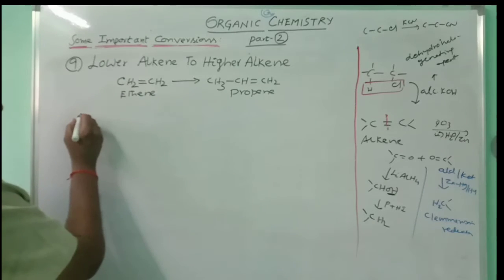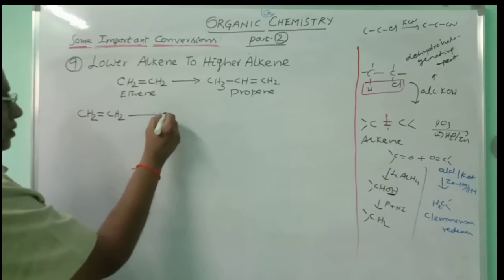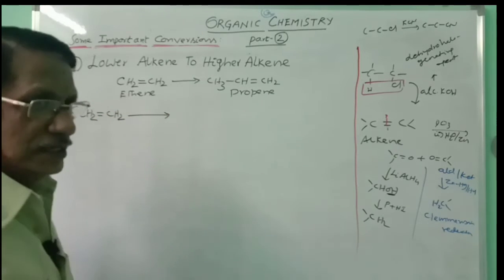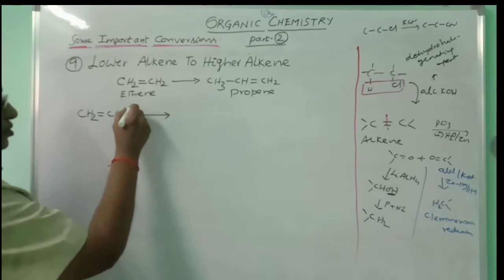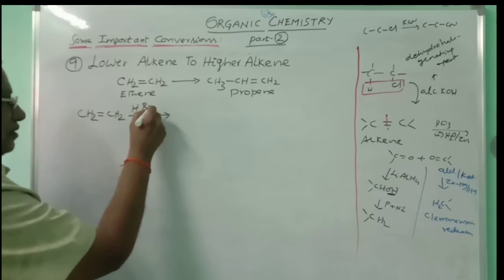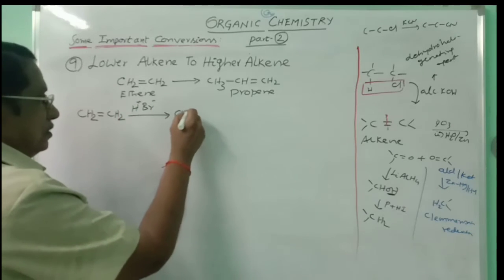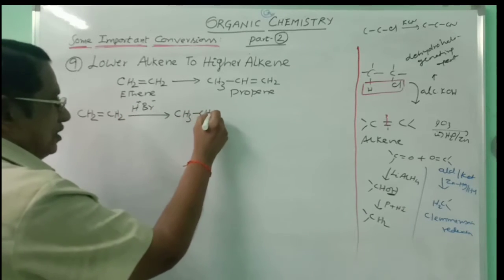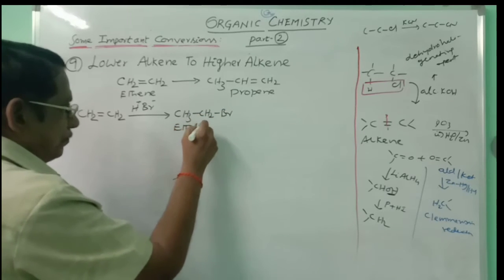First of all, let us take ethylene. It is to be converted into alkyl halide. Electrophilic addition is the favorite reaction for alkene. So, take the addition of HBr, H plus Br minus, hydrogen bromide. It is undergoing electrophilic addition reaction. It is converted into ethyl bromide.